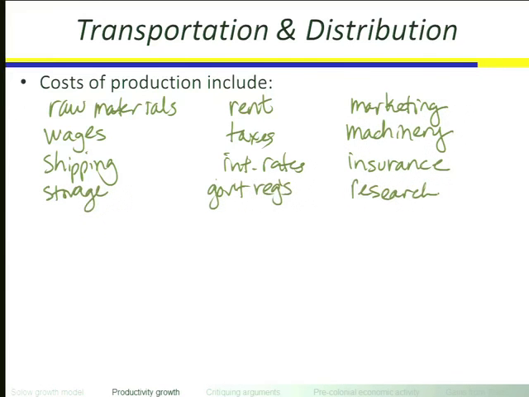We've got labor costs here. We've got the cost of machinery. We've got cost of the building. We've got interest rates for borrowed money, and we've got shipping and insurance. What I want to talk about first is the effect of shipping. So in the early period, so what am I talking about here?